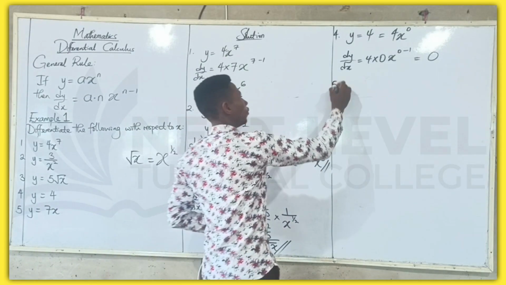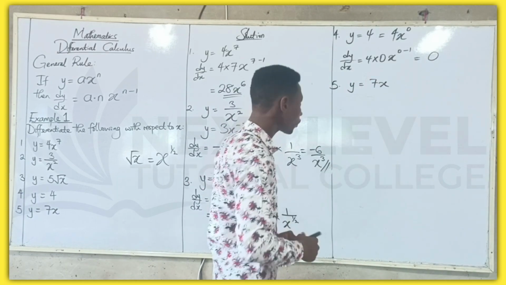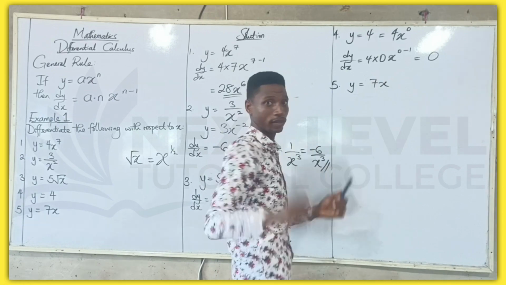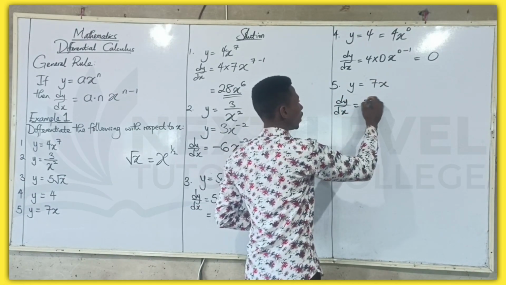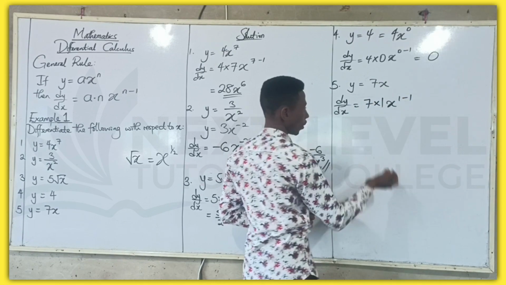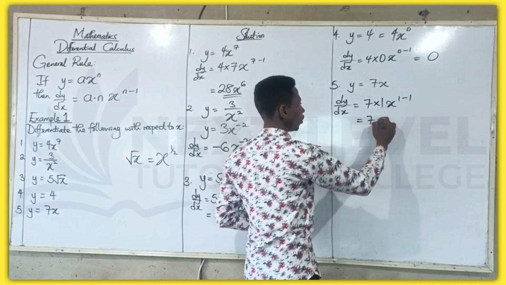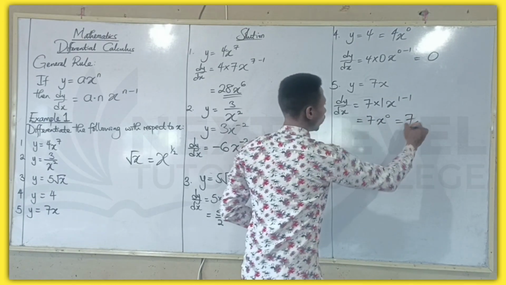And then number 5 is a very easy one. y is equal to 7x. What is the power of x here? It is 1. So what will be the dy dx? The dy dx will be 7 times 1, then x to the power 1 minus 1. That is 7 times 1, 7, x to the power 0. x to the power 0 is 1. And the answer will be 7.